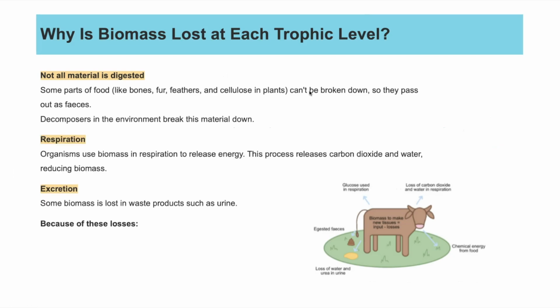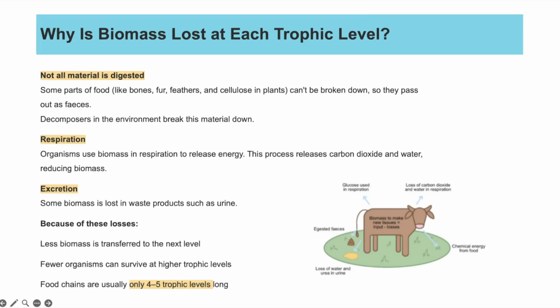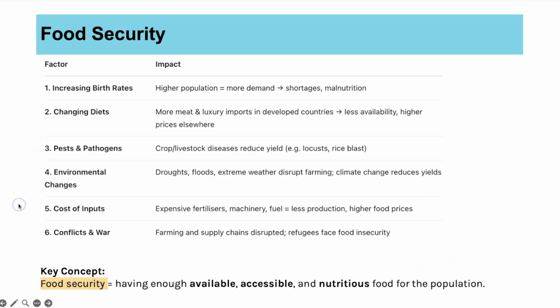So this is just going into a bit more detail about what we were just saying there about how the energy is lost and why trophic levels are normally only 4 to 5 levels long. So not all parts of the animal are eaten or digested. Energy is lost in respiration and through excretion as well.